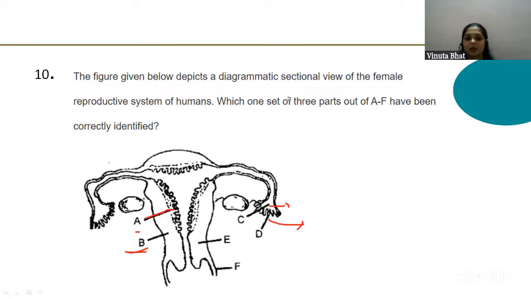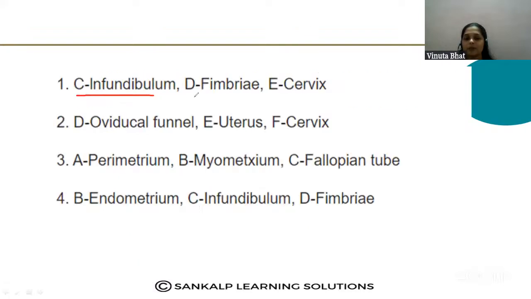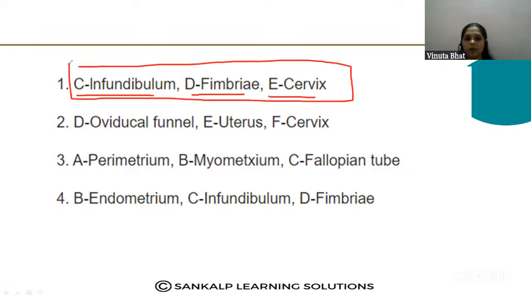After that, I will show the options. Look at the options. Option 1: C infundibulum, D fimbriae, E cervix. So we have to check whether this is correct. Okay. C infundibulum. Is it correct? Just check it once. C infundibulum.